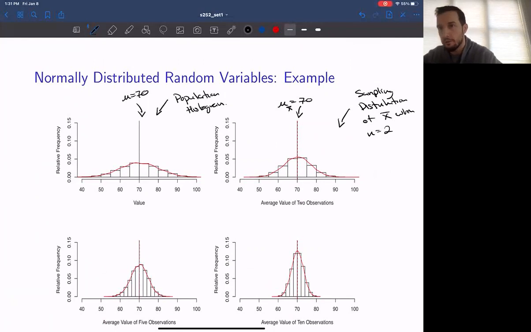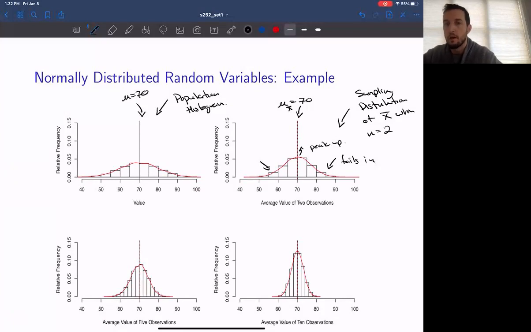Now we can also see that the histogram in this second plot is still a bell curve. But what's starting to happen here is that the peak of the bell curve is moving up and the tails of the bell curve are moving in. Okay, so we have tails in and we have peak up.